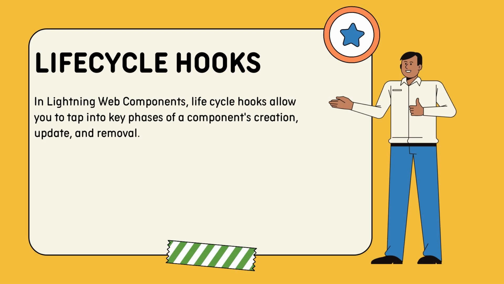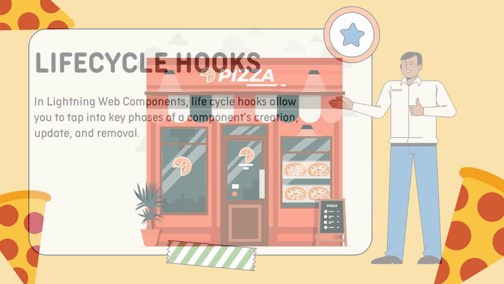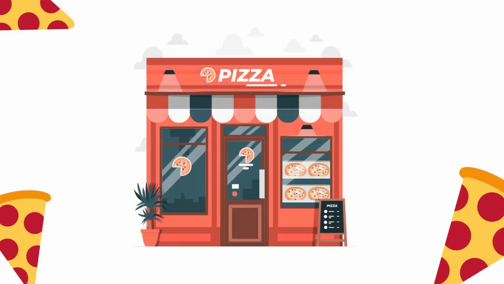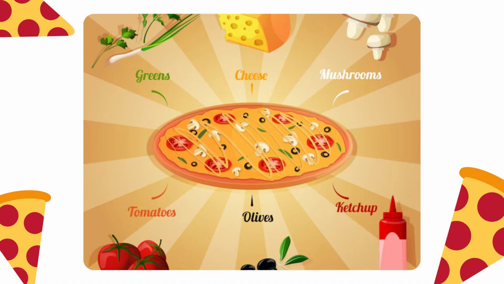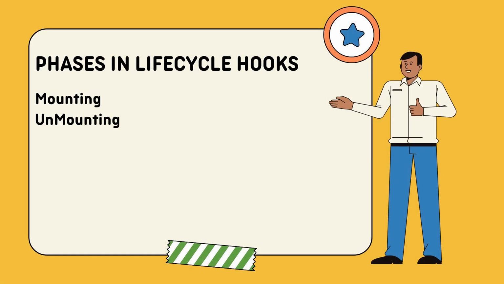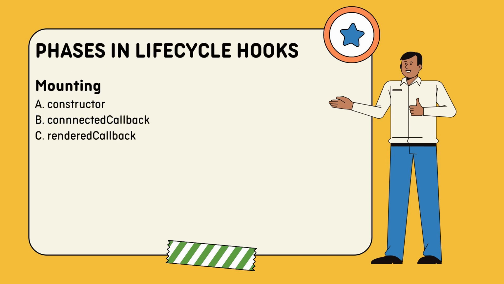In LWC, lifecycle hooks allow you to tap into key phases of a component's creation, updation, and removal. Now, let's imagine your LWC component as a pizza restaurant. Each lifecycle hook represents a different stage in the pizza preparation and service process. In lifecycle hooks, we have two phases, mounting phase and unmounting phase. First, let's understand the mounting phase. These are the concepts we are going to learn in the mounting phase.